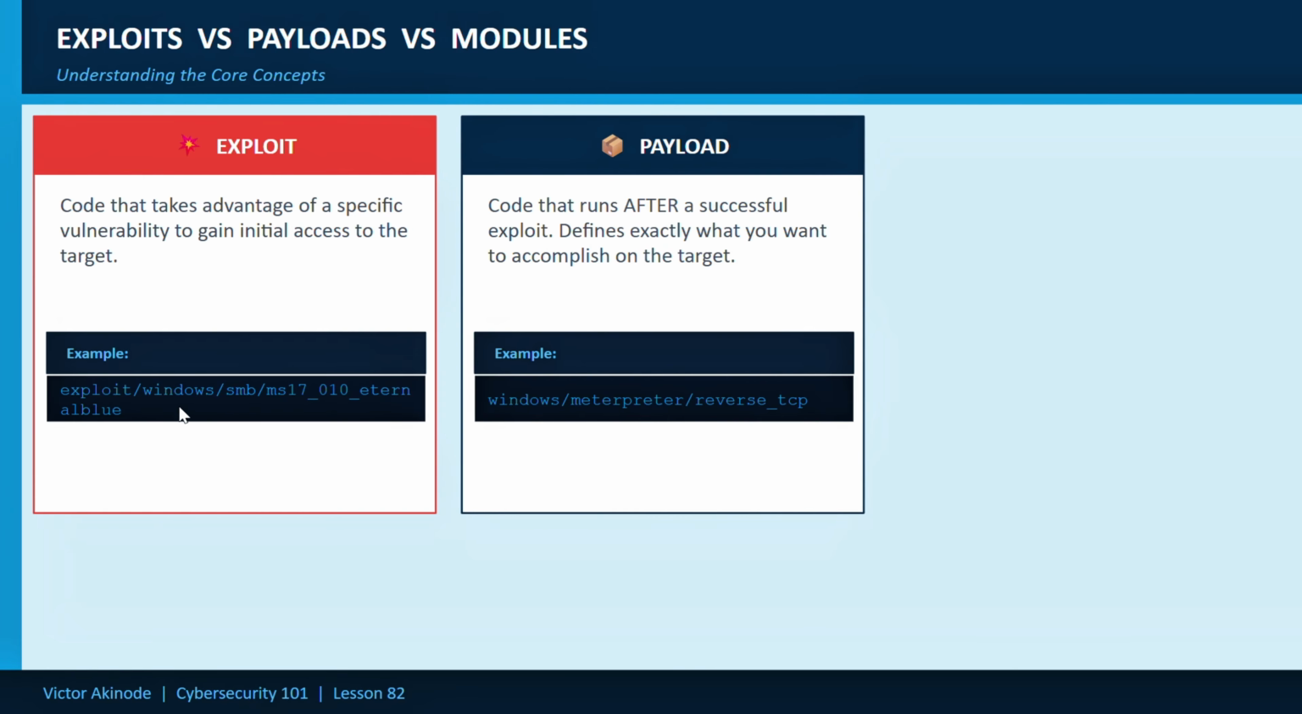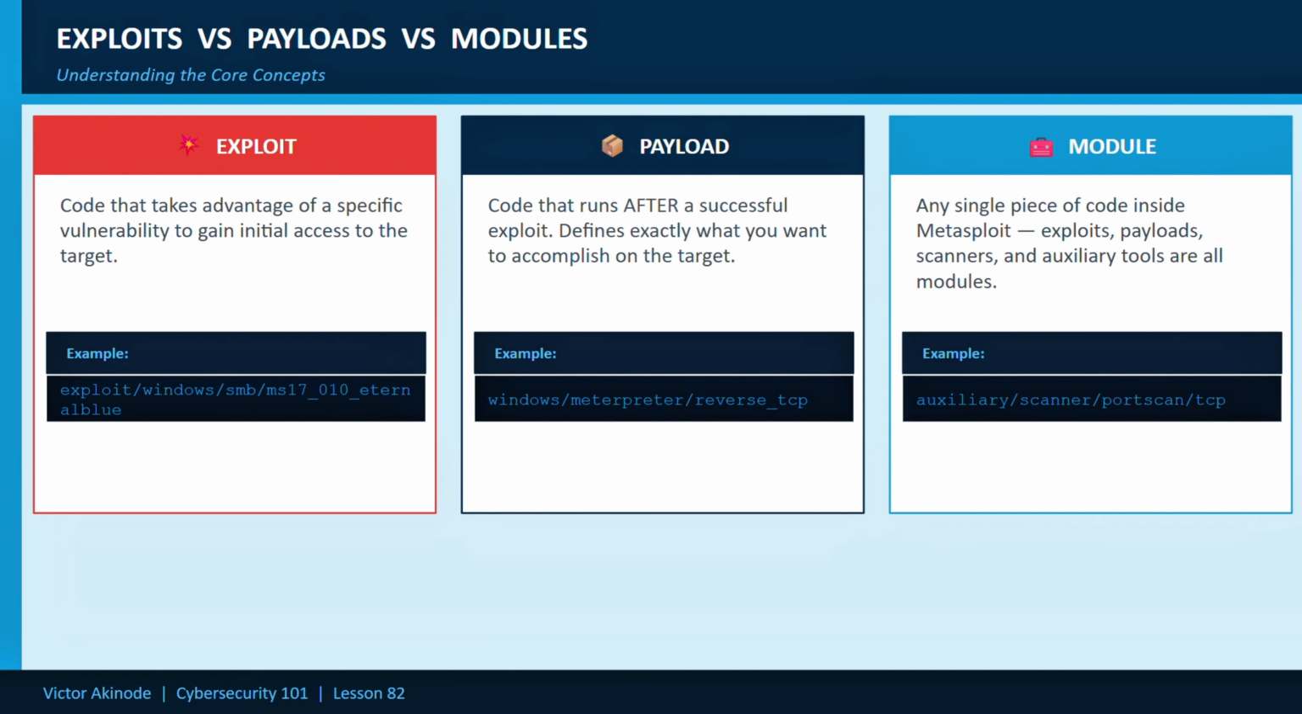Now let's consider payload. A payload is the code that runs after the exploit succeeds. It is what you want to accomplish on the target. For example, windows/meterpreter/reverse_tcp is a payload that gives you a Meterpreter shell with a reverse connection back to your machine. And the next one is the module.